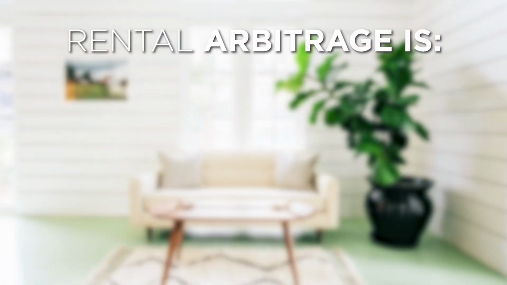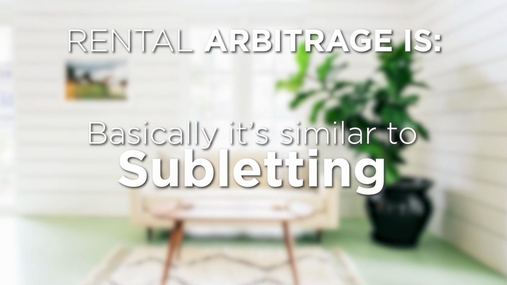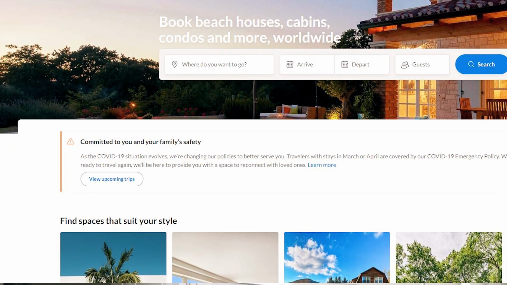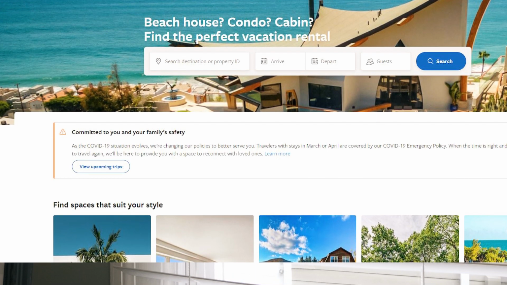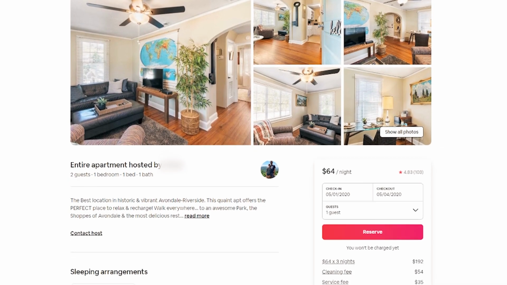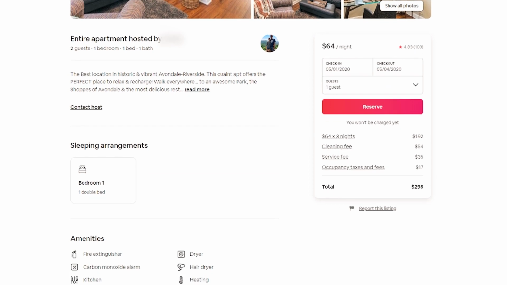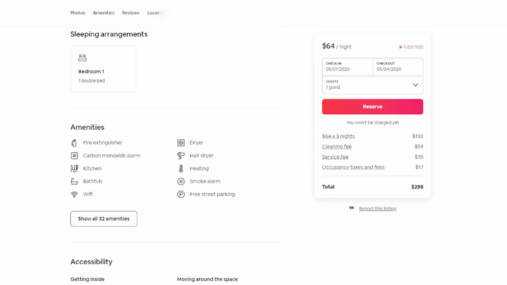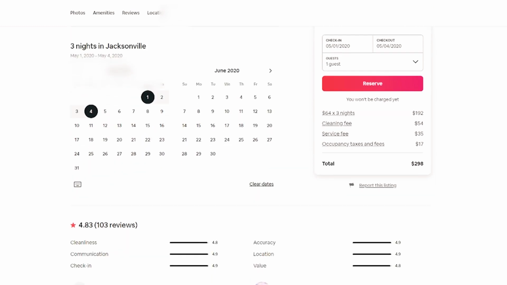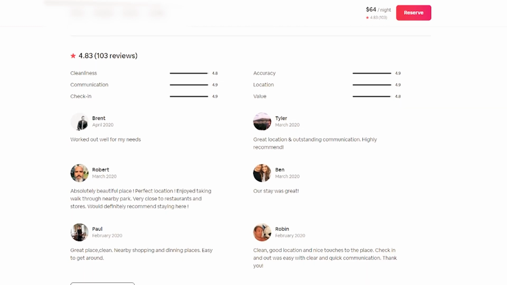Rental arbitrage is basically similar to subletting, where you rent a property with a normal long-term lease, probably 1 to 2 years, and then you turn around and re-rent it to other people on a short-term basis. This is normally done by using other platforms like HomeAway, VRBO, or Airbnb, and there are many more. Basically, you create a profile, pop in the photos and description, set a price, and then the platform will advertise for you. They will qualify the guest, charge their fees, and drop the remaining cash into your account when the guest leaves.